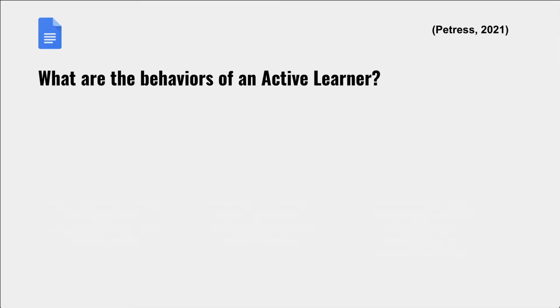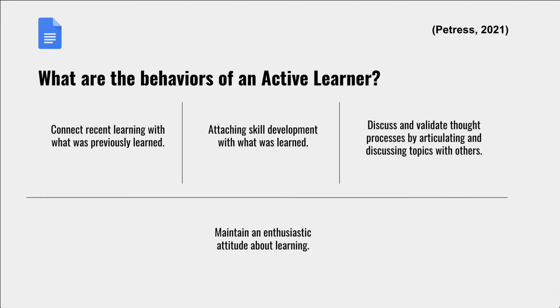Additional behaviors of the active learner include that they connect what was recently learned to what was learned in the past. So they try to synthesize concepts and understand the dynamic and interplay between those things. They also attach skill development to what is learned. So they actually try to apply what they've learned and go out and do it themselves in some form, at least to whatever extent they can.